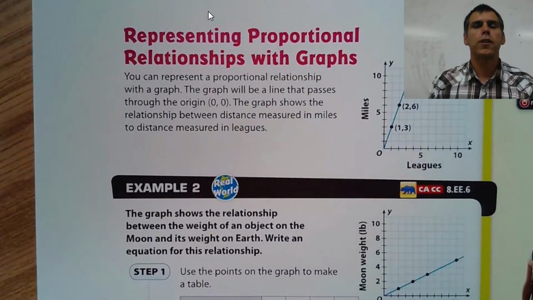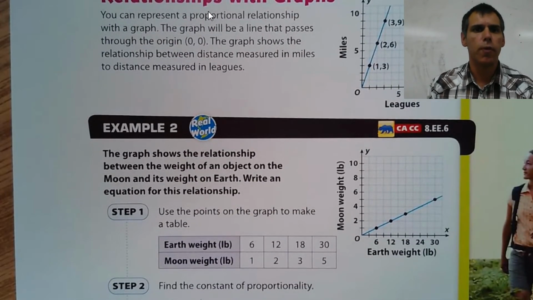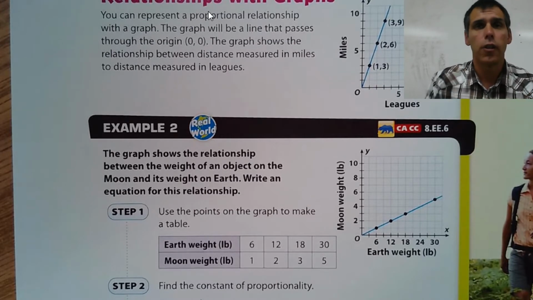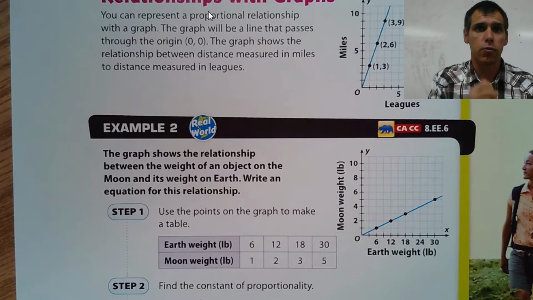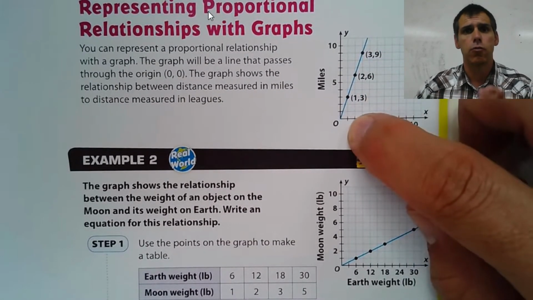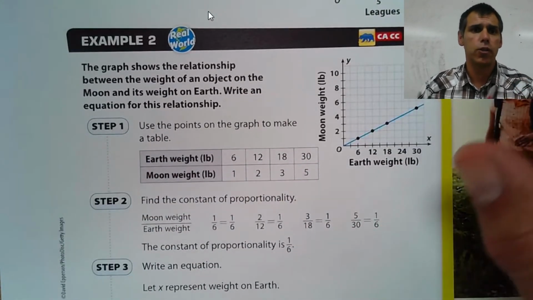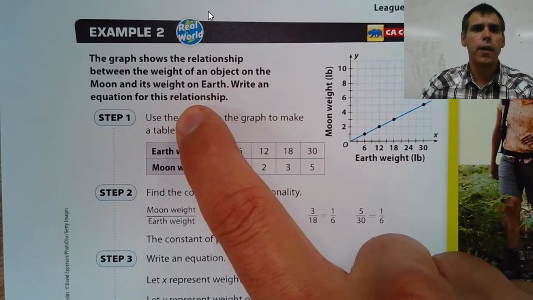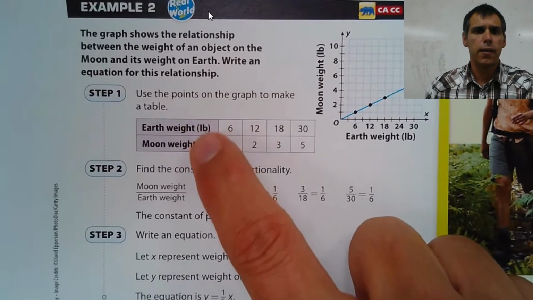We have representing proportional relationships with graphs. You can represent a proportional relationship with a graph. The graph has to pass through 0, 0. It has to be a straight line that passes through the origin, which is 0, 0 on the graph. And here is such an example where it's a straight line that passes through the origin. In our example 2, the graph shows a relationship between the weight of an object on the Moon and its weight on Earth. Write an equation for this relationship. Use the points on the graph to make a table.